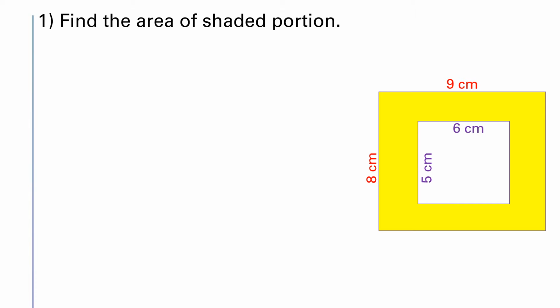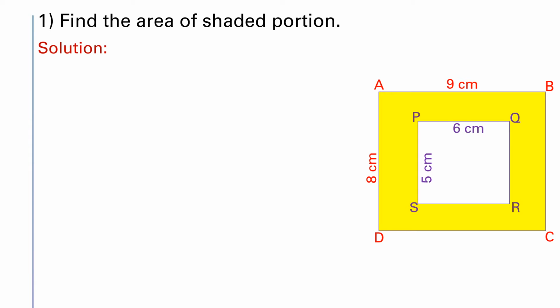First, label the diagram like this, A, B, C, D and P, Q, R, S. Look, in this question, two rectangles are given. Rectangle ABCD and rectangle PQRS. First, we will find the area of rectangle ABCD and then we will find the area of rectangle PQRS. And to find the area of shaded portion, we will subtract the area of PQRS from area of ABCD.